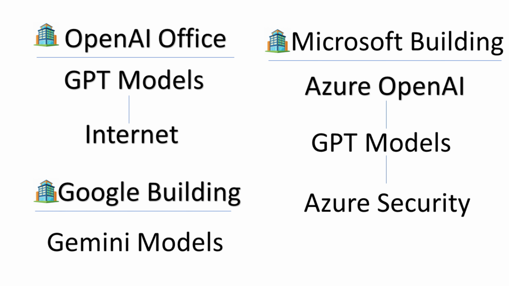Finally, we have Google's building. Google didn't license GPT. They built their own AI model from scratch. That model is called Gemini. So when you use Gemini, your request goes directly to Google's own AI. From your application's perspective, they're all answering the same question. The difference is who is answering it and where it runs.